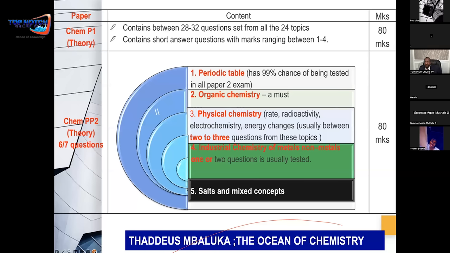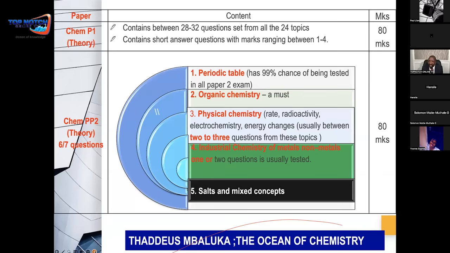Normally, except maybe in about one or two scenarios, paper two questions are normally 7. But there are some scenarios whereby it is said containing 6 questions and not 7. So where is the paper two set from?